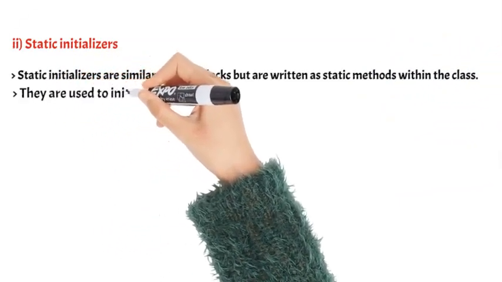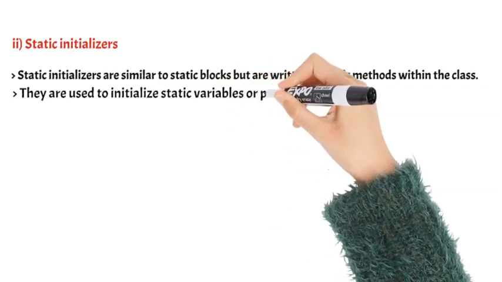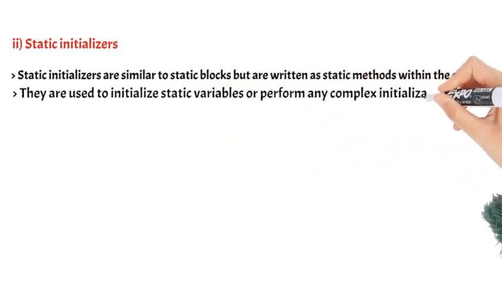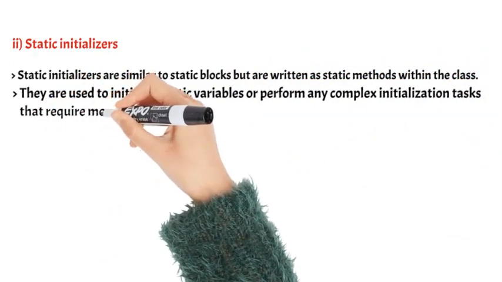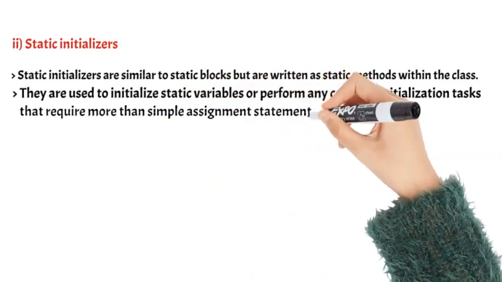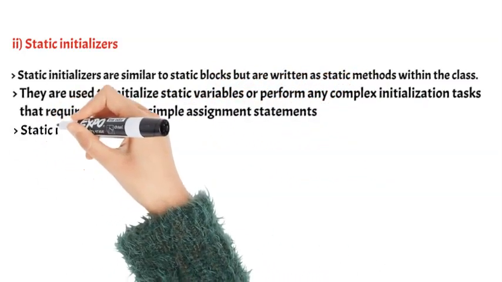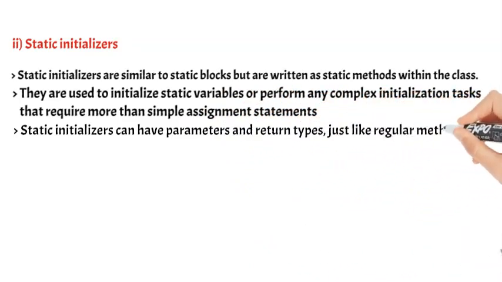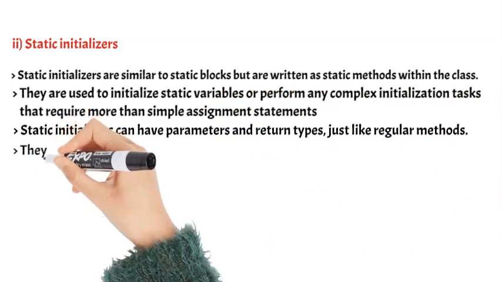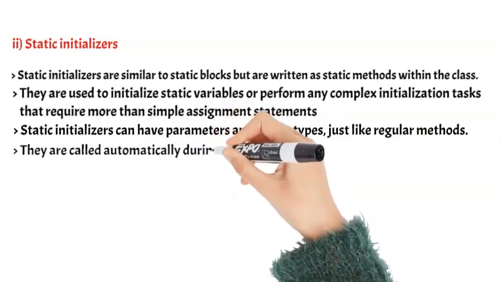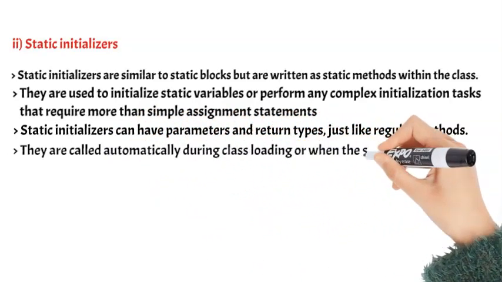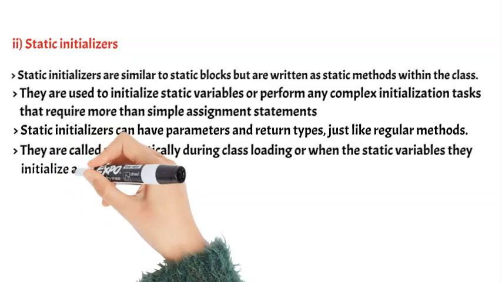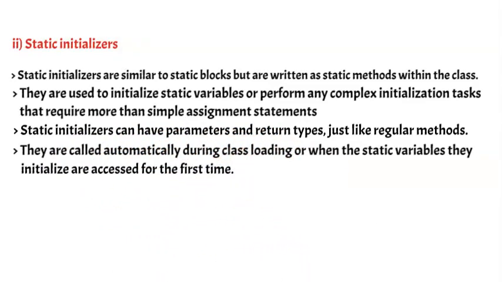They are used to initialize static variables or perform any complex initialization tasks that require more than simple assignment statements. Static initializers can have parameters and return types, just like regular methods. They are called automatically during class loading or when the static variables they initialize are accessed for the first time.